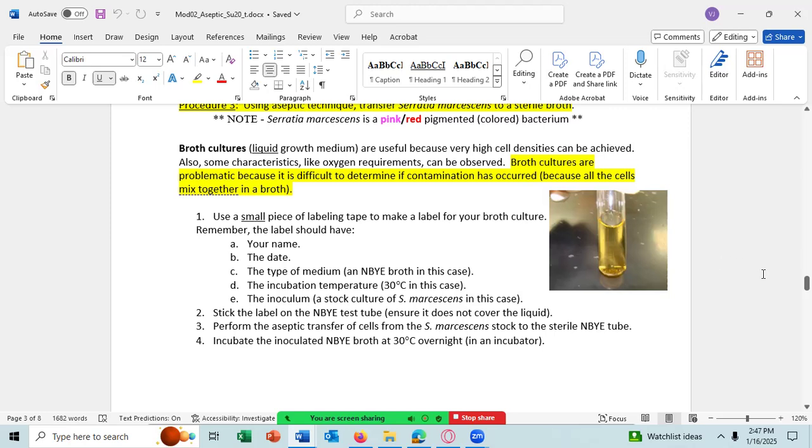In tube number one, we're going to inoculate. Well, we're not going to inoculate. We're going to put 1 ml of sterile water in the tube and then determine whether the tube has growth in it or not. It should not, because it's sterile water we're adding.